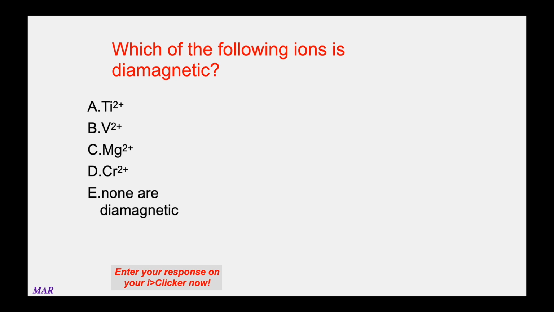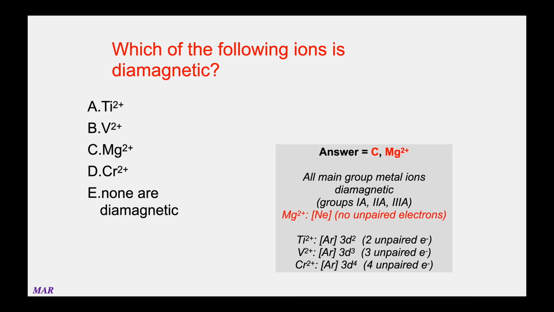So knowing that, let's talk about magnesium 2 plus. Now magnesium has a neon core with a 3s2 on top of it, and if you take away 2 electrons from that, those are going to be the 3s electrons. Magnesium 2 plus is going to have a neon core, and guess what? All of the noble gases are diamagnetic.